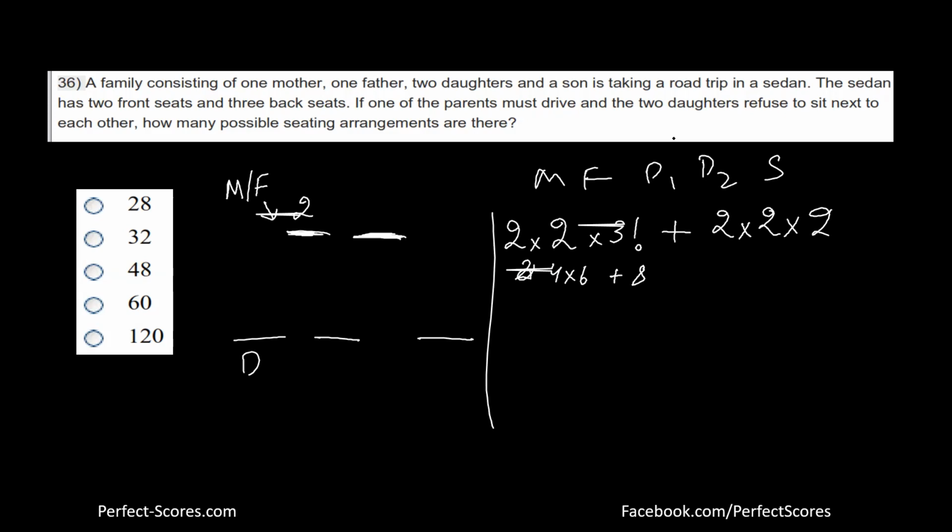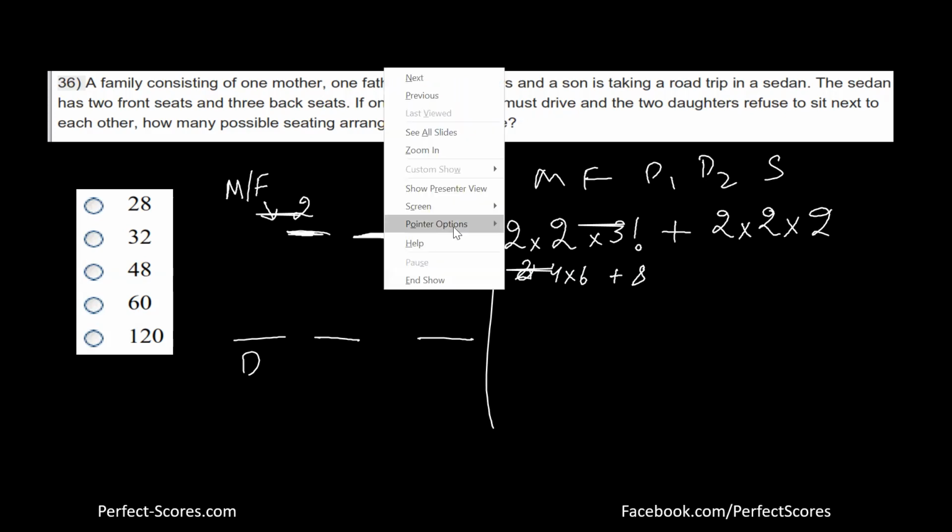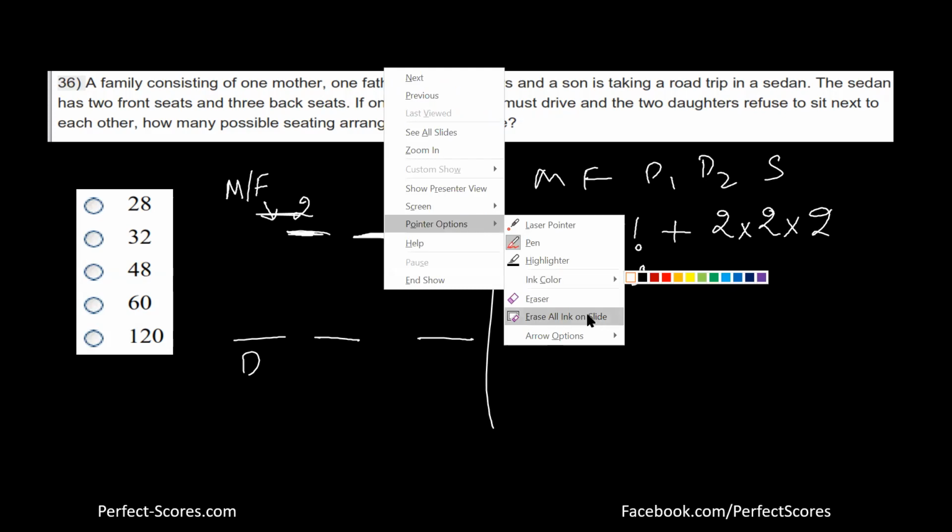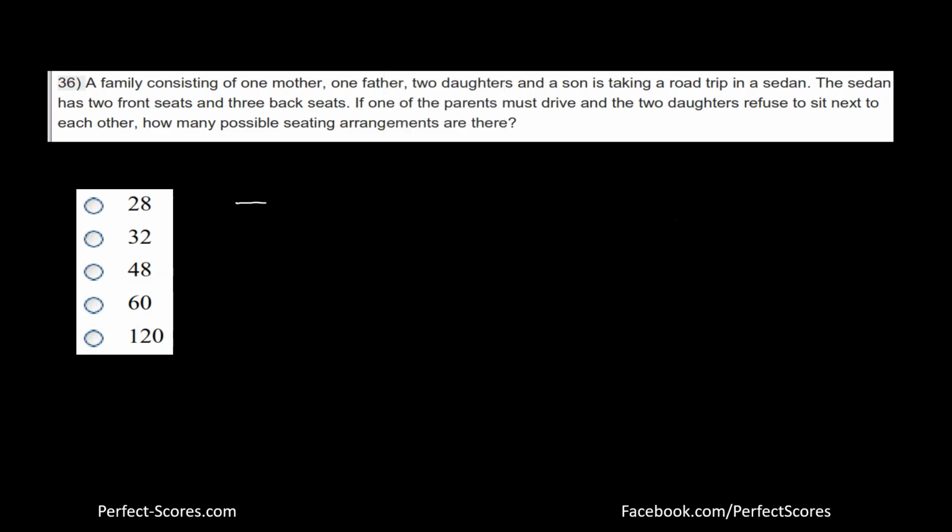Yeah. So here's what is happening. I'm just going to discard this. How do I do that? Okay. So you have 2 seats and 3 seats here. So in the first seat, you'll have the mother or the father.